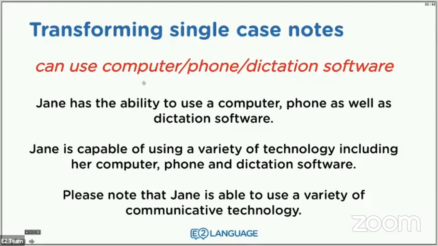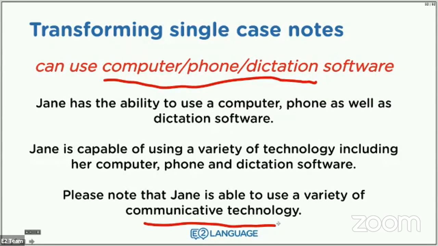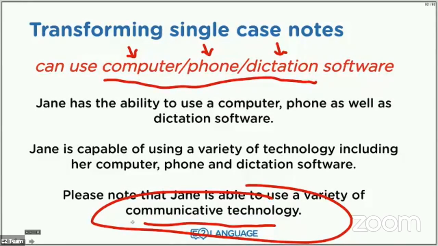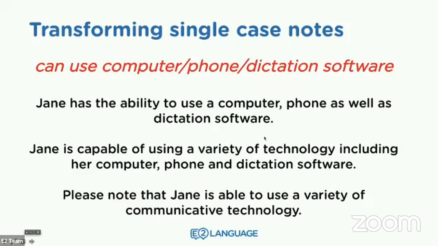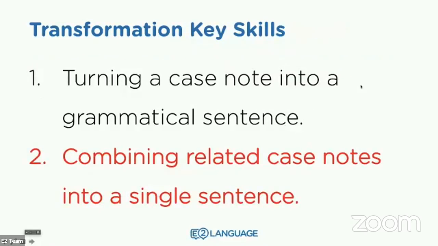What I've done with this one here is I've combined these into a single term, communicative technology. Instead of mentioning each one individually, I've just said, please note that Jane is able to use a variety of communicative technology. Or Jane is able to use a variety of technology to communicate, okay? So you don't have to mention individual words like this. You can find a synonym or a categorizing word like this to change it as well. And that's a very skillful thing to do. So it's a good idea, as long as it says the same thing.